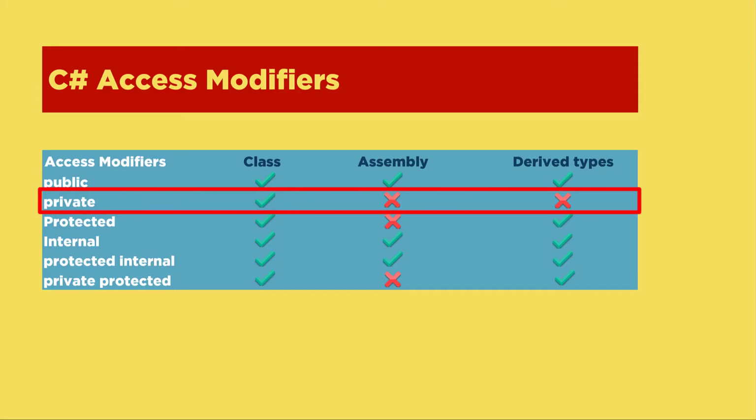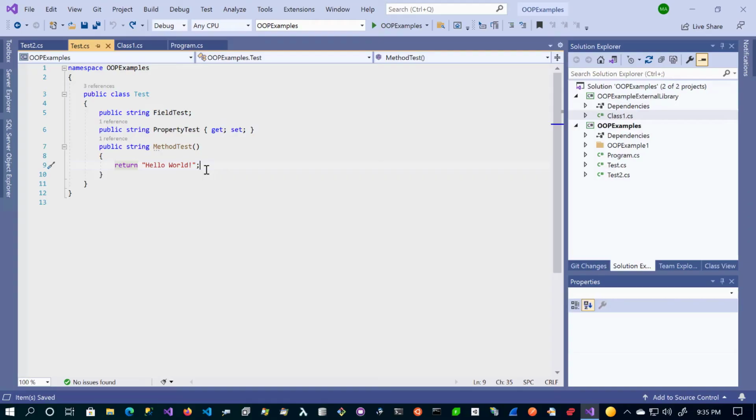So the public access modifier was open to all access, and private is the opposite, the least accessible, and can only be accessed within the body of the class. Let's make the public modifier private and see what happens. Now we should be able to access these from the same class, and as you can see, we can access it and set some values to it. Same thing with a property.